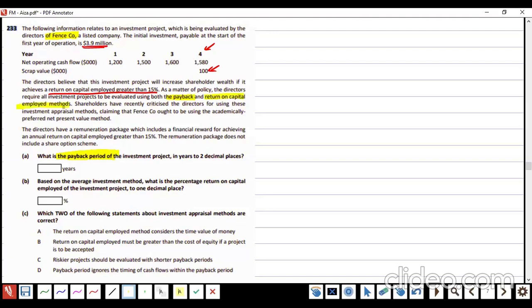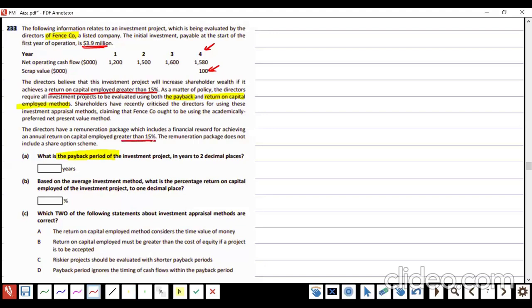Shareholders have recently criticized the directors for using these investment appraisal methods, claiming that Fence Company ought to be using the academically preferred NPV method. Okay, they are arguing, so no problem. Shareholders can never be happy. The directors have a remuneration, meaning salary, which includes a financial reward for achieving an annual return on capital employed greater than 15%.